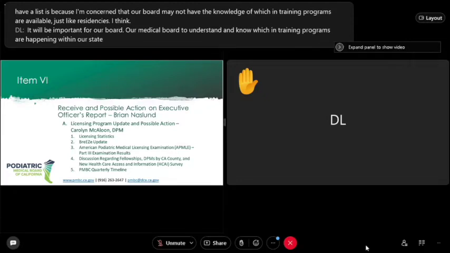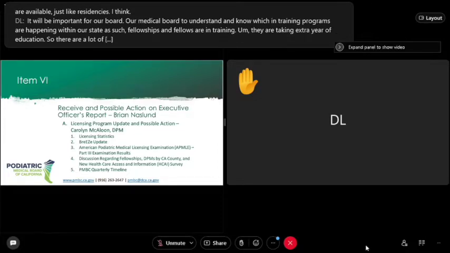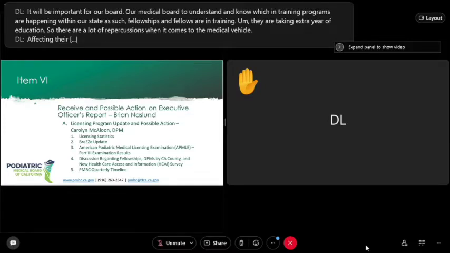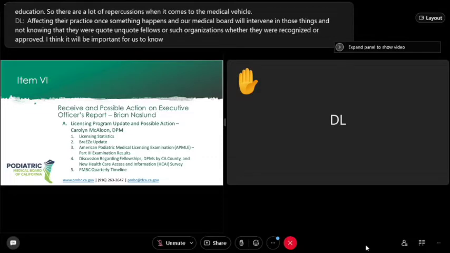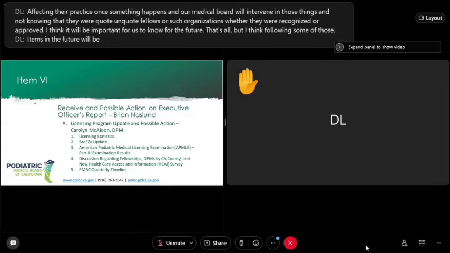As such, fellowships and fellows are in training. They are taking an extra year of education. So there are a lot of repercussions when it comes to medical legal issues and affecting their practice once something happens, and our medical board will intervene in those things. Not knowing that they were, quote unquote, fellows of such organizations, whether they were recognized or approved, I think it'll be important for us to know for the future. That's all. But I think following some of those items in the future will be ideal. Thank you.